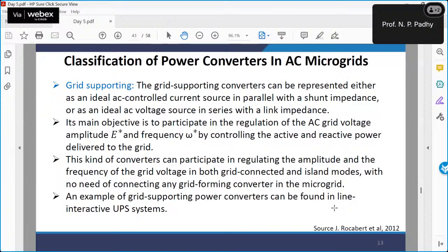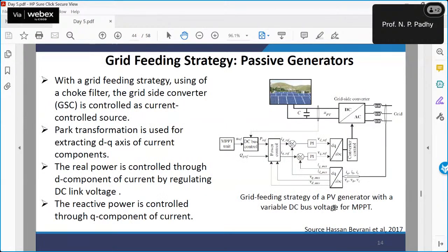This kind of converters can participate in regulating the amplitude and the frequency of the grid voltage in both grid connected and islanded microgrid. An example of grid supporting power converters can be found in line. So grid feeding strategy, they are actually passive generators mostly.